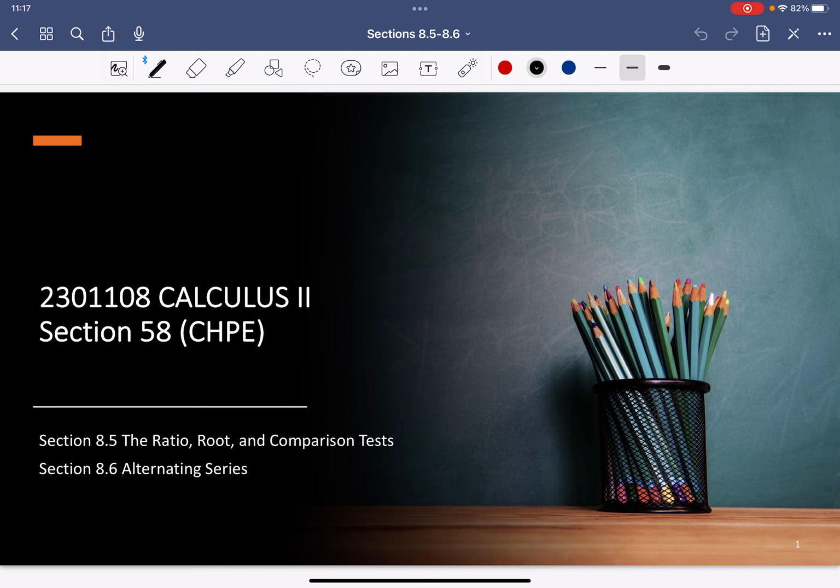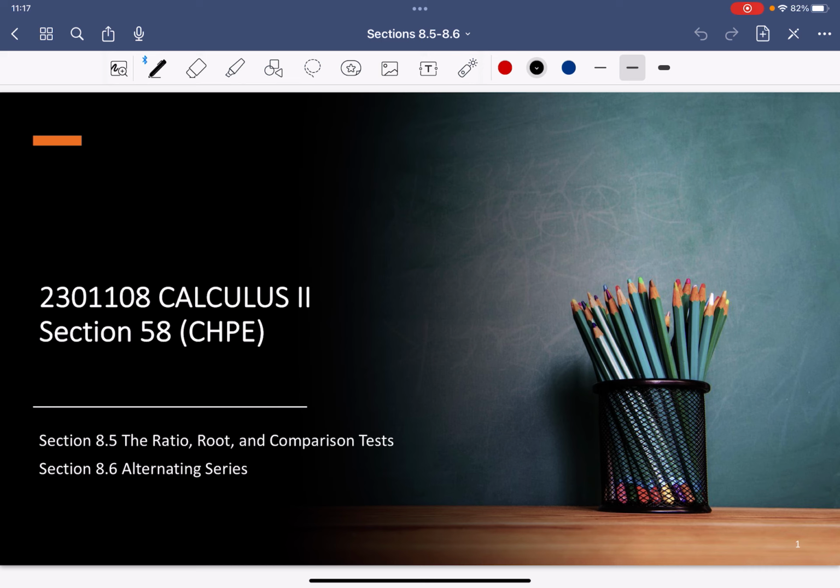Okay, now we come back to the second part for today. If you take a look in the book, you can see that we still have 2 sections left for chapter 8. We're going to have section 8.5, the ratio test, root test, and comparison test, and section 8.6 is alternating series. The content that we're going to learn from now on will be for the midterm exam. You learn it first, but it will be tested in March for the midterm exam.